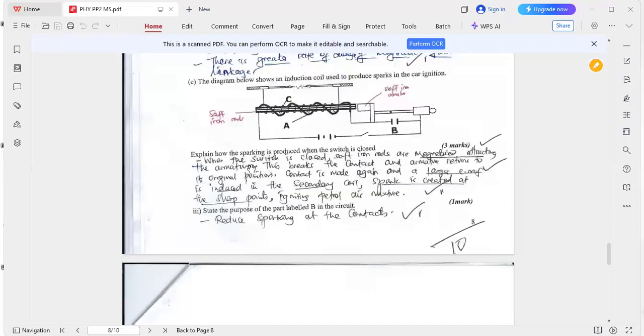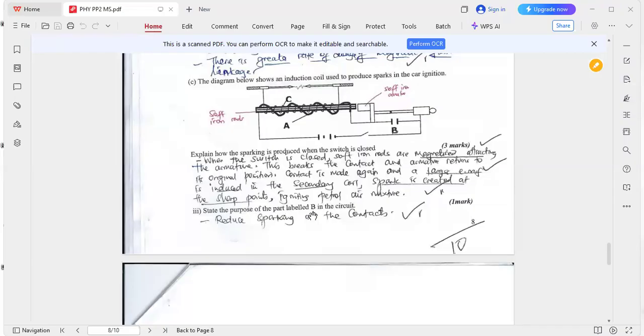So let me repeat. When the switch is closed, the soft iron rods are magnetized. They attract the soft iron armature. The contact is broken. Current dies off from maximum to 0, inducing a higher EMF in the secondary. The current that flows in the secondary produces sparking. That's all. So this process continues until the switch is opened.